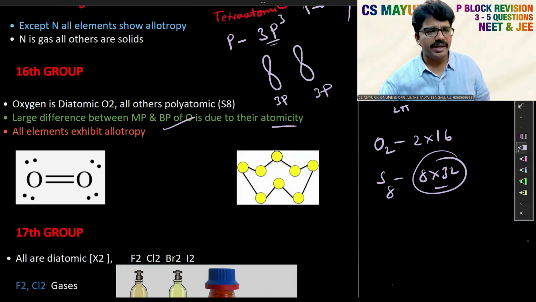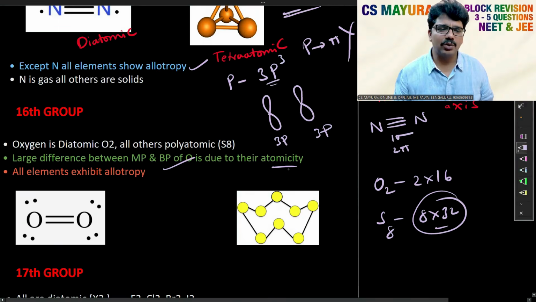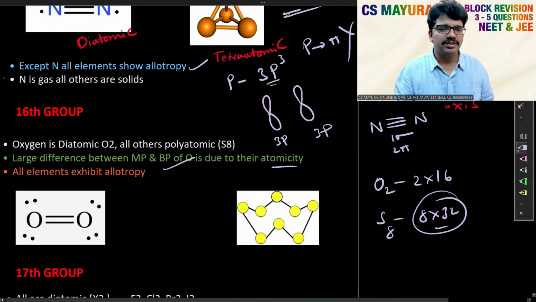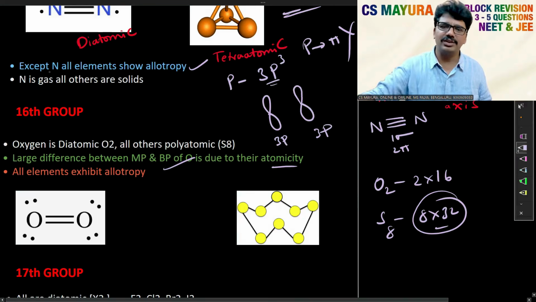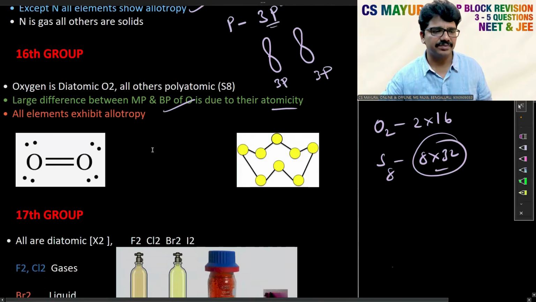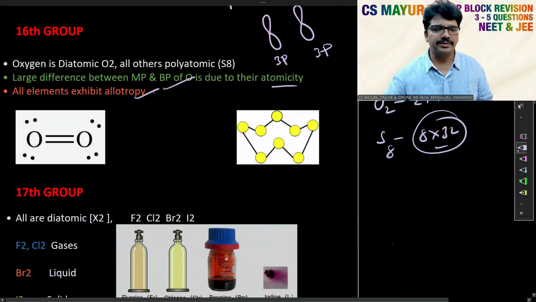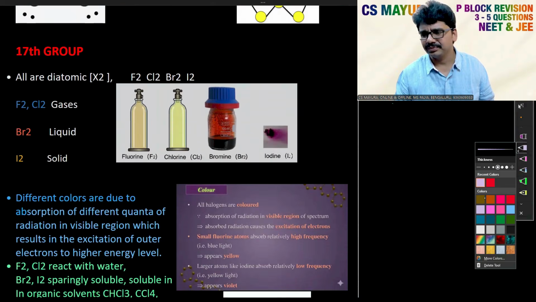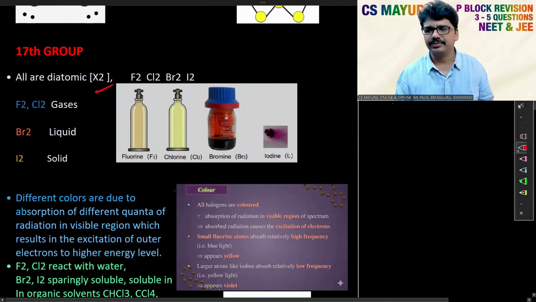So here, according to NCERT, except nitrogen, all elements of the 15th group show allotropy. In different books it is given differently, but ultimately we need to follow NCERT. So nitrogen does not have allotropes. All other elements show allotropy according to NCERT. Next, in 16th group elements, all elements show allotropy. Next, coming to 17th group elements, all are diatomic X2.